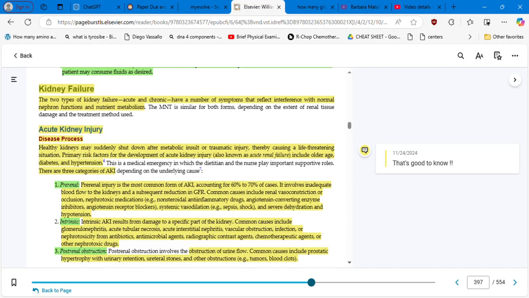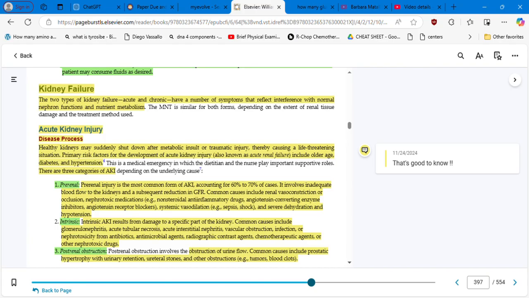Primary risk factors for the development of acute kidney injury, also known as acute renal failure, include older age, diabetes, and hypertension. And that's good to know. There are three categories of acute kidney injury.